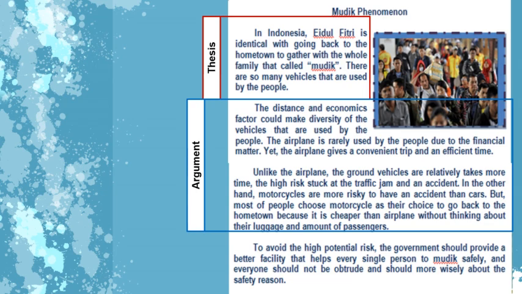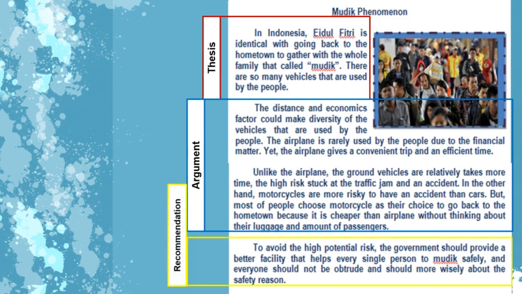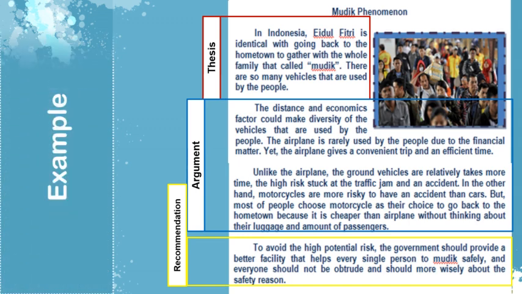And the last is recommendation. This is the essence of the hortatory text, an action that is recommended to be done or not to be done after knowing some of the arguments that have been presented in the previous paragraph. Recommendations are usually placed in the last paragraph. Even so, sometimes the element of recommendation only appears with a few words in the form of advice. Sometimes they are not found at all.